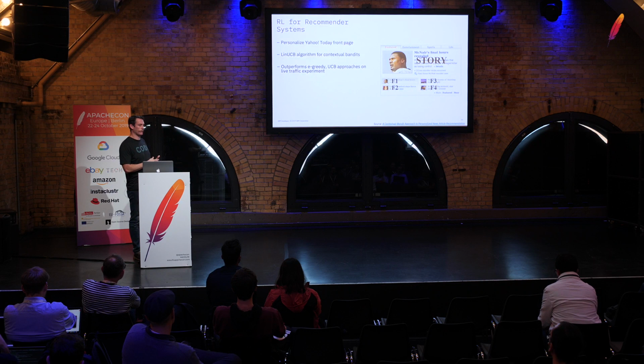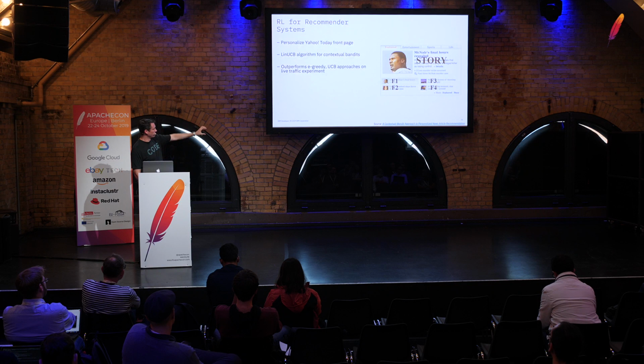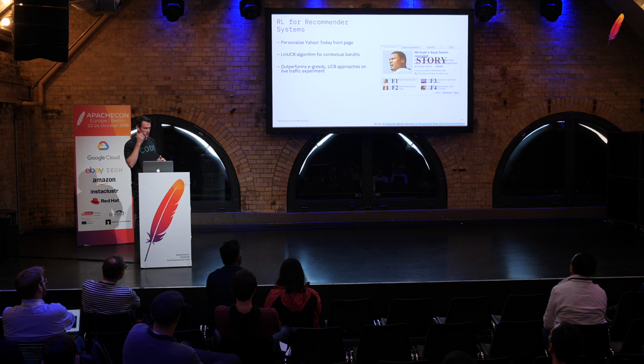This is a fairly old example now from the Yahoo Today front page, where there are four articles that can be selected, and then the main one is set as the story. This paper introduced the LIN-UCB algorithm, which is effectively an extension of the upper confidence bound that we saw before, but instead of mapping a simple reward distribution, we use a bunch of features and a linear model to predict that. There's also a bound, a variation or standard deviation based bound on top of that.